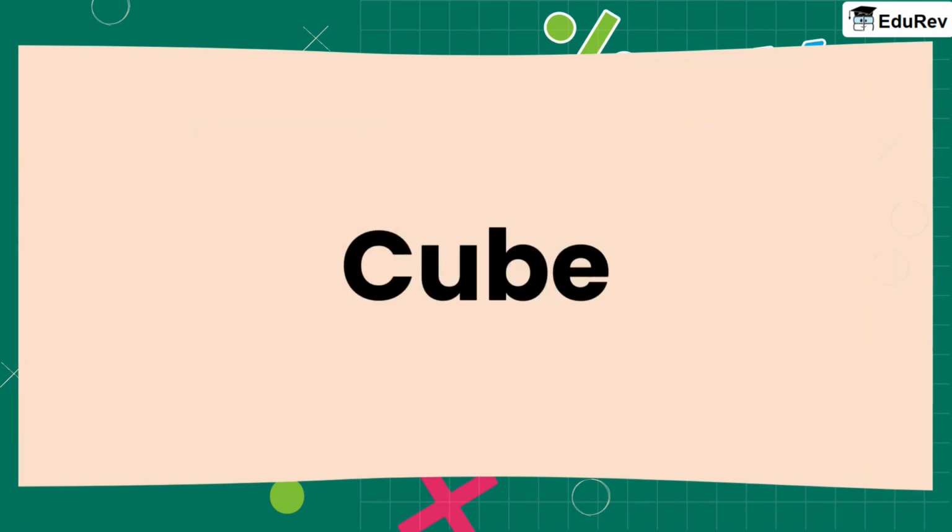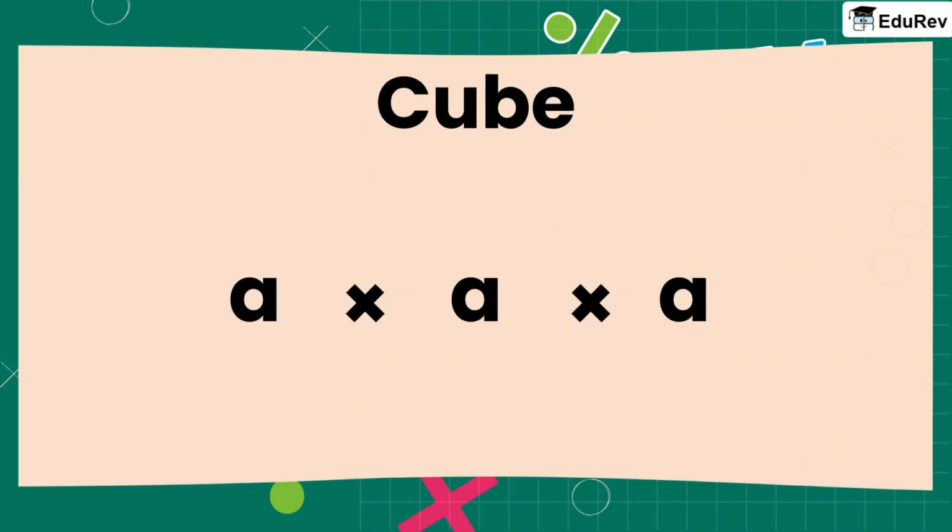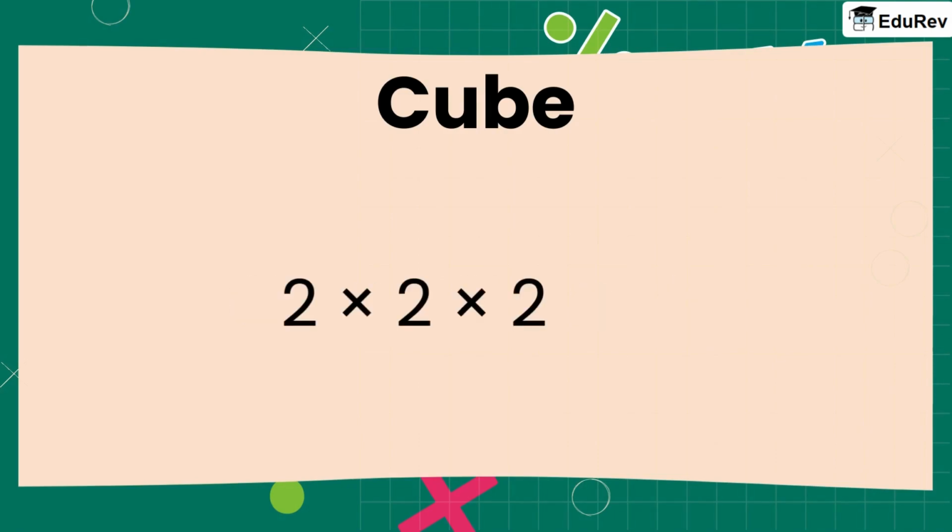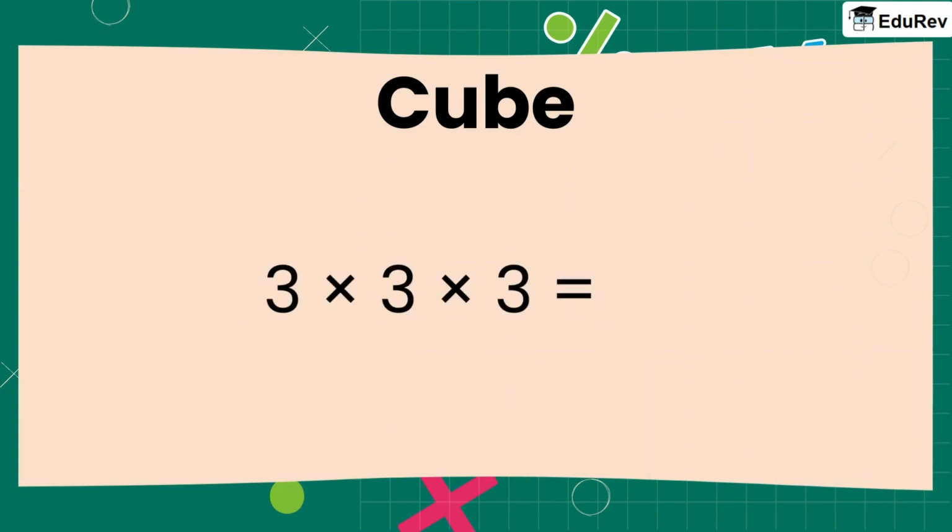Just like this, in algebra, the cube of a number is obtained by multiplying the same number three times. For example, the cube of 2 is equal to 2 into 2 into 2, equal to 8, and the cube of 3 is 3 into 3 into 3, equal to 27.